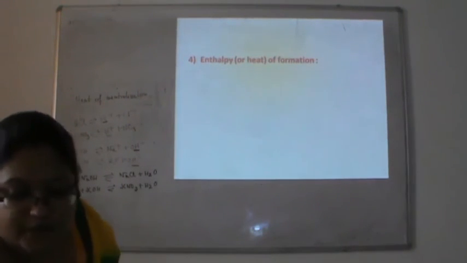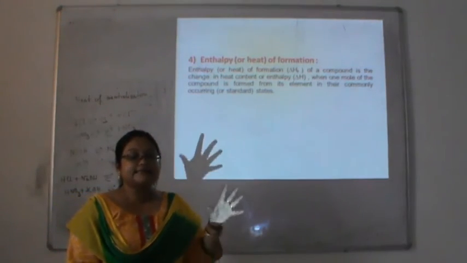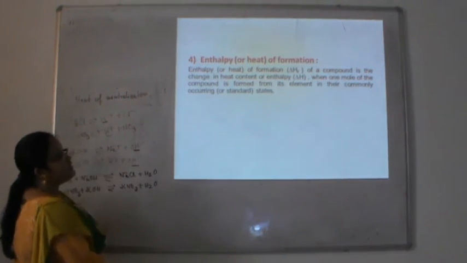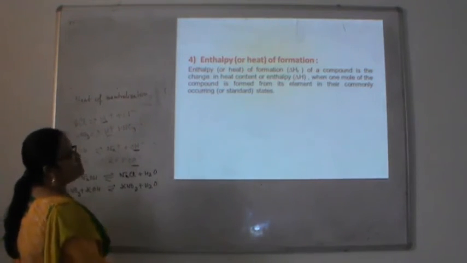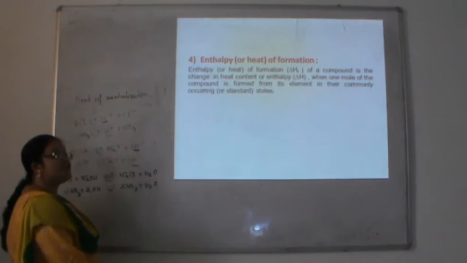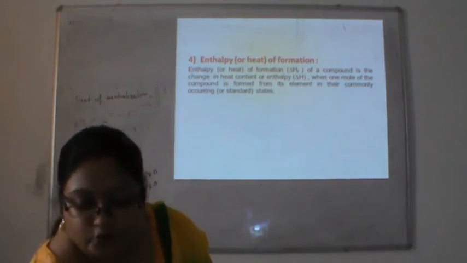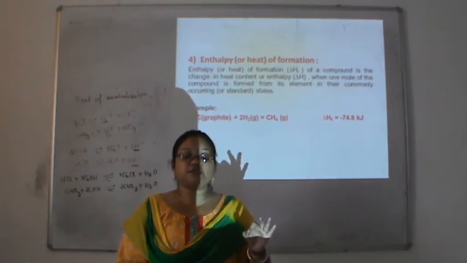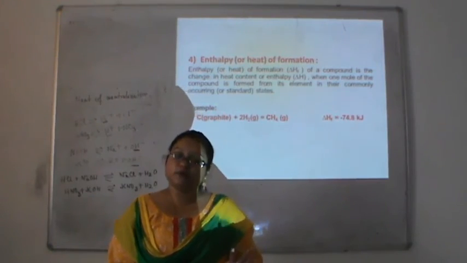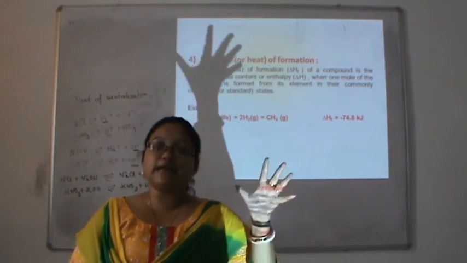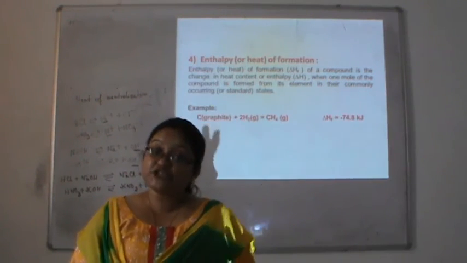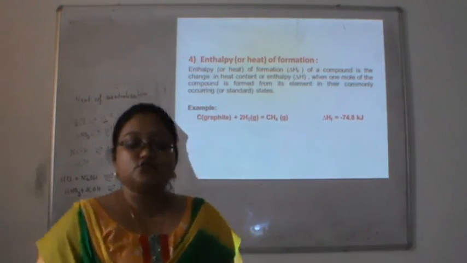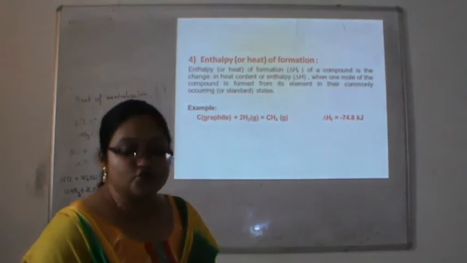Formation. Heat of formation means when a compound is formed from its elements in standard state. So enthalpy of formation of a compound is the change in heat content or enthalpy when one mole of the compound is formed from its elements in their commonly occurring state. Like graphite, carbon. Carbon, graphite reacts with hydrogen to form methane, and enthalpy of formation is -74.8 kilojoule. So carbon in elemental state is present as graphite and hydrogen as gas. So solid graphite reacts with hydrogen gas to form gaseous methane. So heat of formation is -74.8 kilojoule.